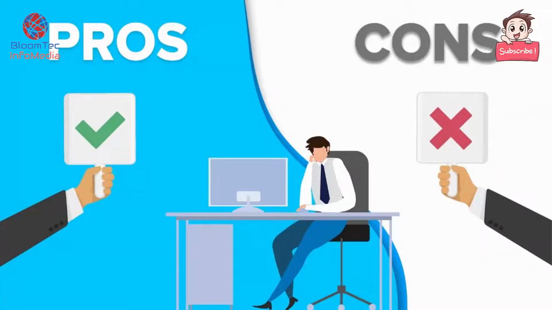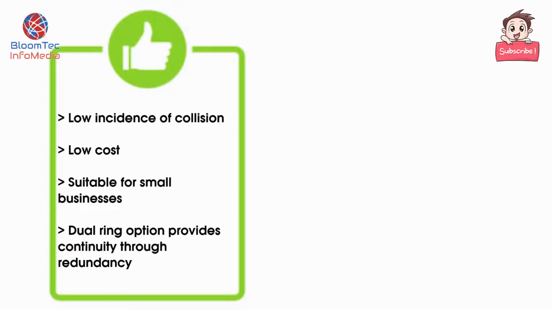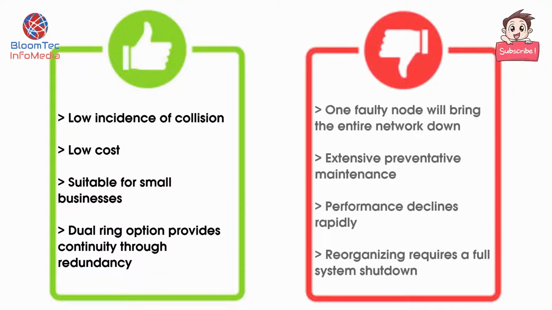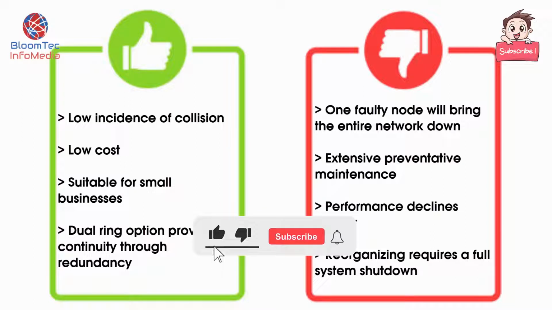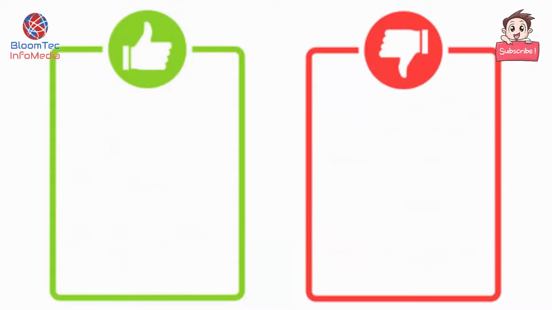Pros and cons. Low incidence of collision, low cost, suitable for small businesses. Dual ring option provides continuity through redundancy. One faulty node will bring the entire network down. Requires extensive preventative maintenance and monitoring. Performance declines rapidly with each additional node. Reorganizing the network requires a full system shutdown.